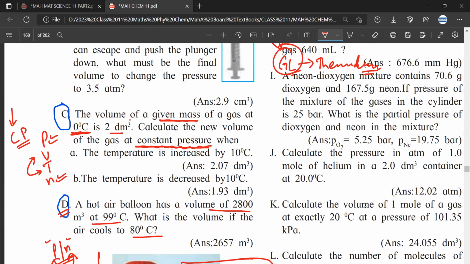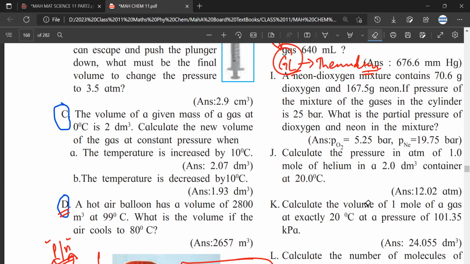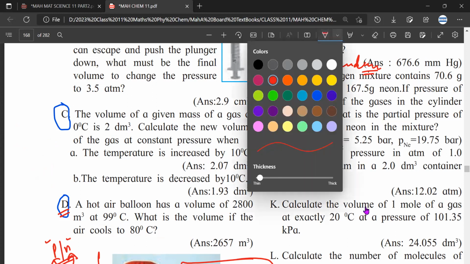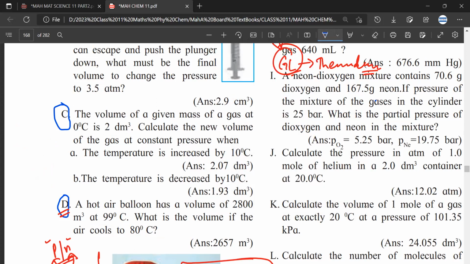Okay, after this introduction, let us see that all these three numericals are simple enough. The only thing is that we need to understand the conversions and some basic things, that we can't be applying temperature in degrees Celsius. So 0 degrees Celsius would be 273 Kelvin, 2 decimeter cube.